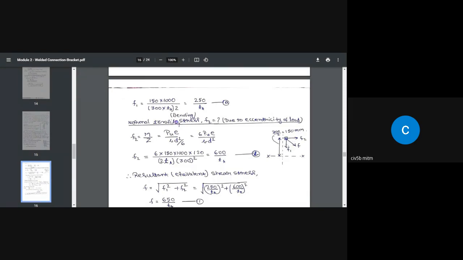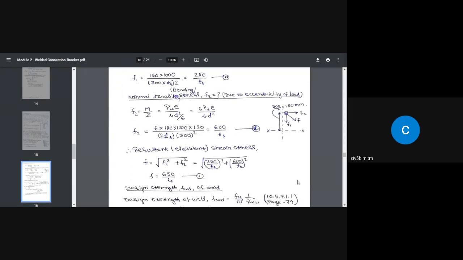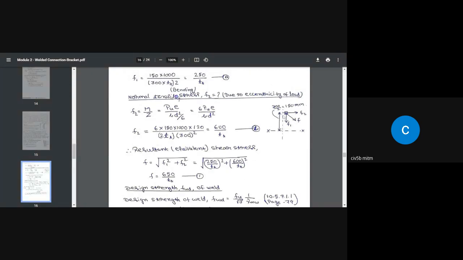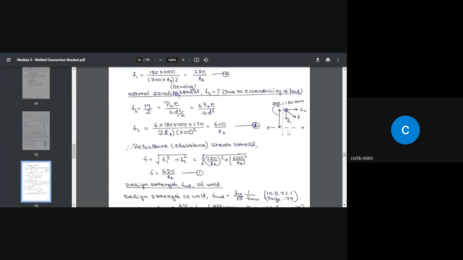So if I consider the resultant of these two forces, F is the resultant force on that unit area. Find out what is F. We know F1 and we know F2, substitute the values. We got the final value of F equal to 650 by TT. So this is the stress to which the extreme weld is subjected to, or this is the force to which unit area of the extreme weld is subjected to.